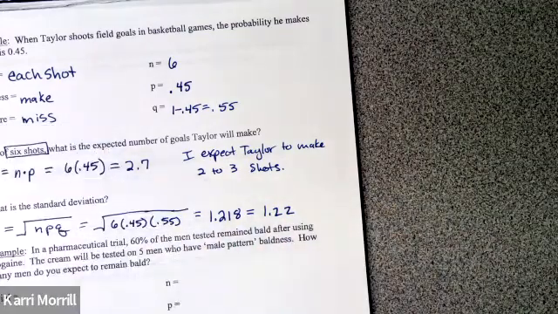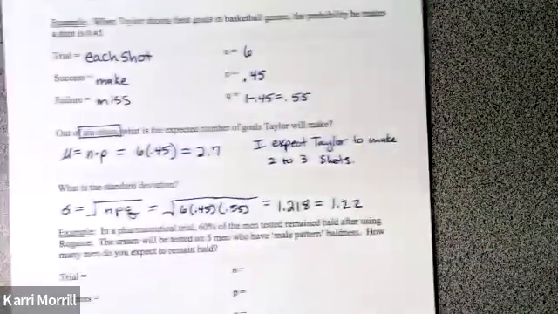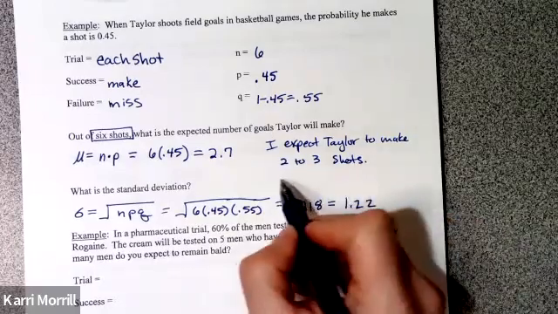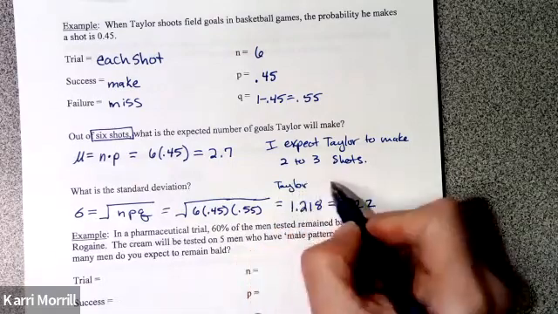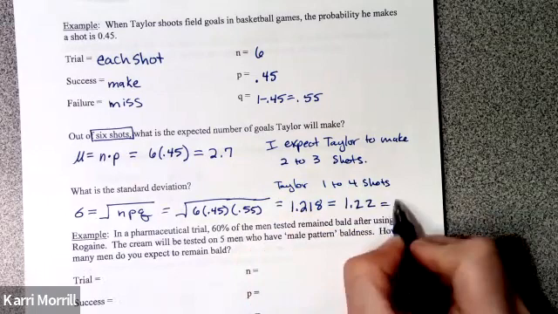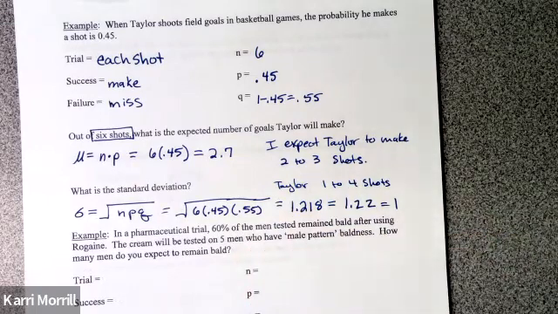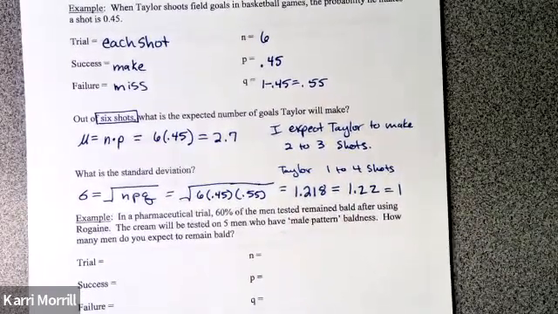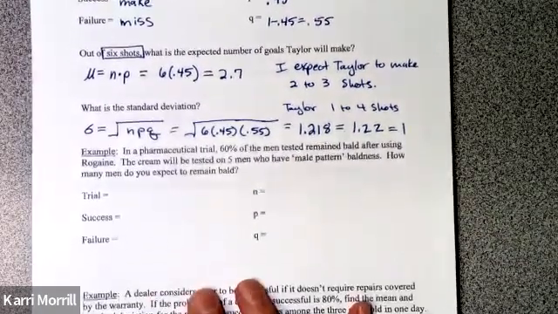So what would that mean? How does that standard deviation apply? We could say if we rounded to 1, that Taylor could make maybe 1 less. So Taylor could make 1 to 4 shots, 1 less and 1 more. If I rounded to a whole shot, I would maybe, like I said, just round down. Just normal rounding rules. So that's what standard deviation does. It gives a bigger range of what could happen in real life.